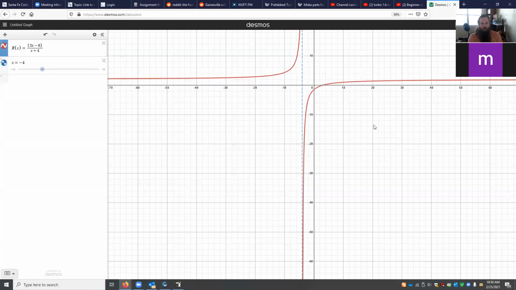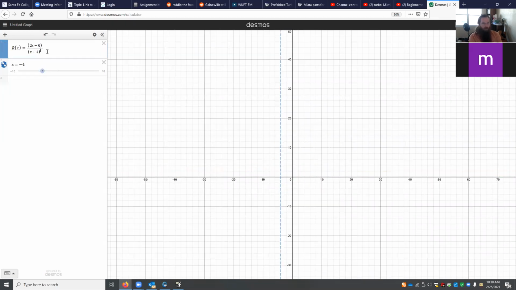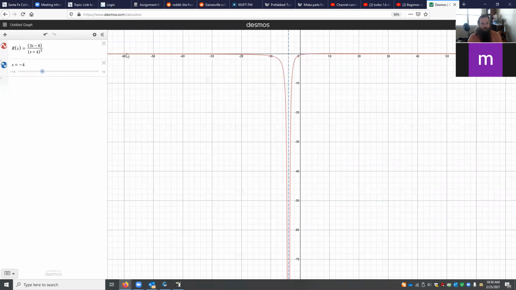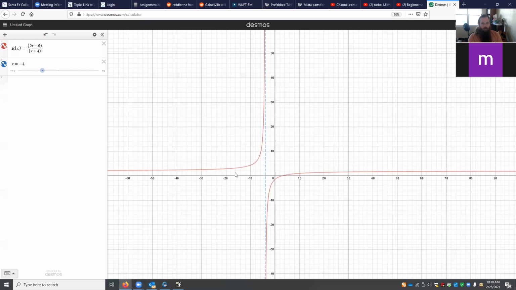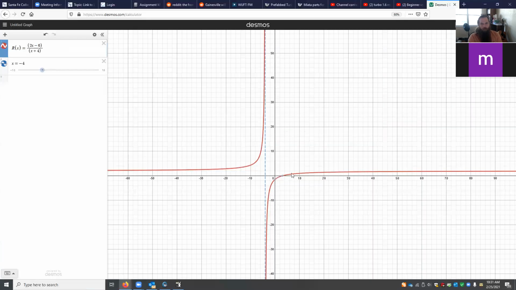Sometimes it'll look like this. Sometimes it'll look like this, where it goes up or down on both sides. These come from places where the bottom is 0, right? So the vertical asymptotes, you find those at the same time you find the domain. Vertical asymptotes will be solutions to the bottom equals 0. It's a vertical line, so we'd write it as x equals some constant, and it comes from setting the bottom equal to 0.